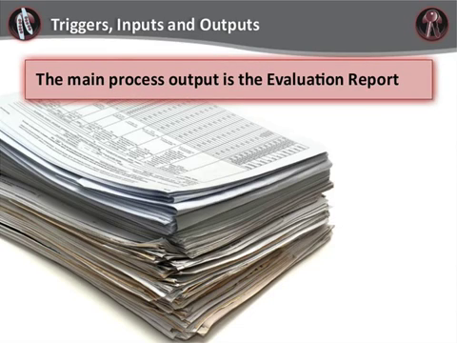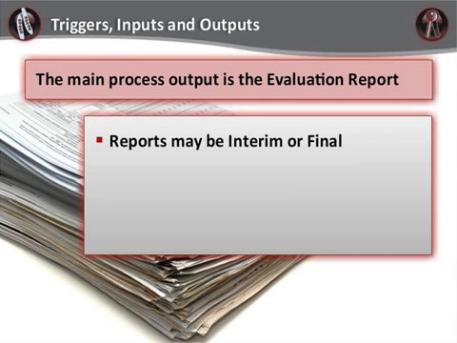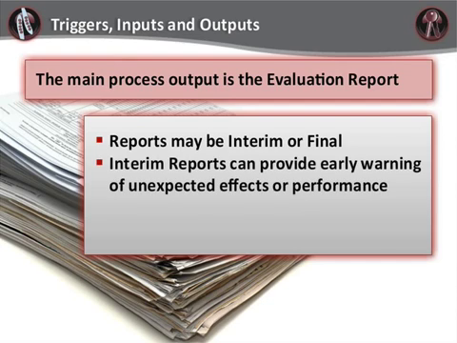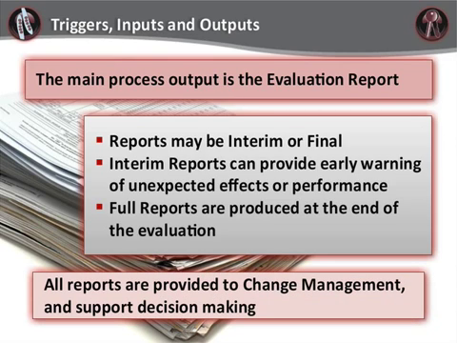There is one major output from the change evaluation process, the evaluation report. The report may be an interim or final evaluation report. If a change is not performing as expected, the interim evaluation report may be completed at an early stage to provide information to stakeholders. If the evaluation process completes with no major issues, then a full evaluation report will be produced. All interim and final evaluation reports act as inputs to the change management process and support decision-making about change approval.